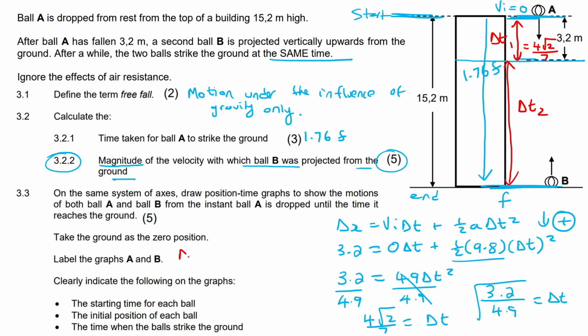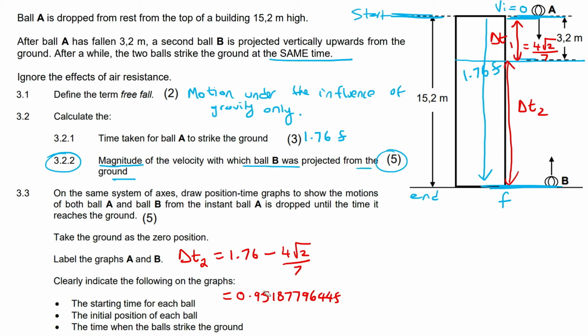So to work out delta t2, I can say 1.76, which was the full one, minus 4 square root 2 over 7, and that'll end up giving us, now it's not the final answer, so don't round off, 0.9518779644 seconds. So that is the time for this part.